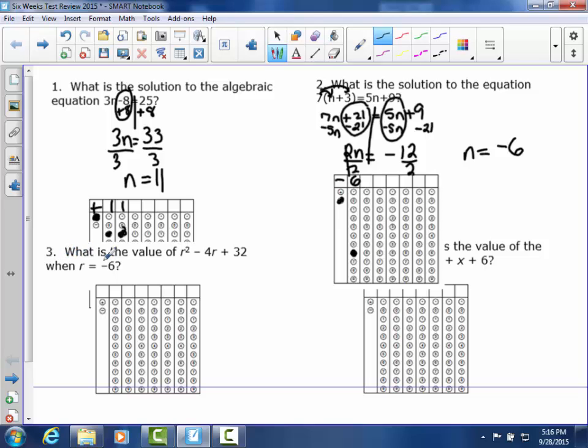Alrighty then, number 3, what is the value of r squared minus 4r plus 32 when r is equal to negative 6? Okay, this is not a solve problem. They're asking us for the value, so they want us to evaluate. So evaluations, we replace variables with the value, in this case negative 6.